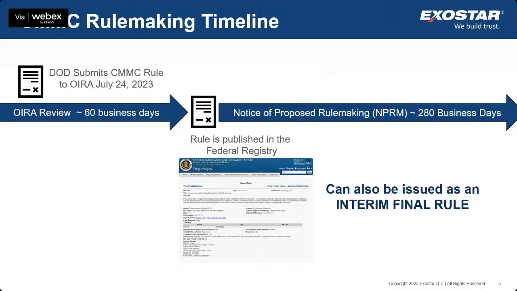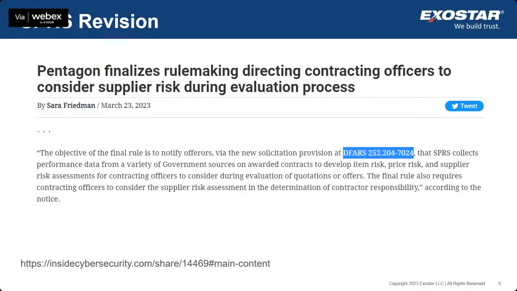The other news that came out in the spring of 2023 was that there was an SPRS revision within the DFARS clauses. The Department of Defense published DFARS clause 252.204-7024. What this provided for was the ability of the Department of Defense procurement agency to take a look at your SPRS risk assessment score as part of their overall process in choosing vendors to fulfill contracts.